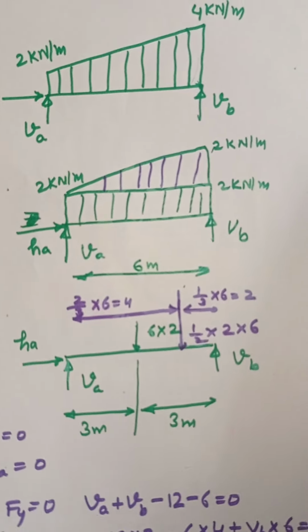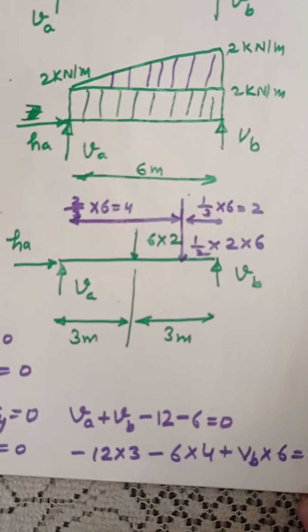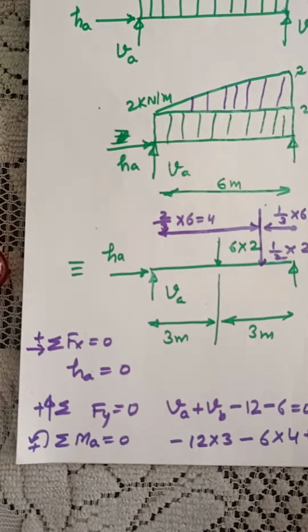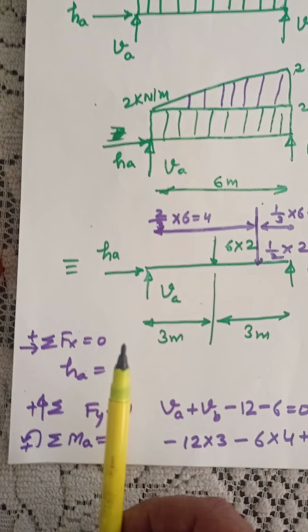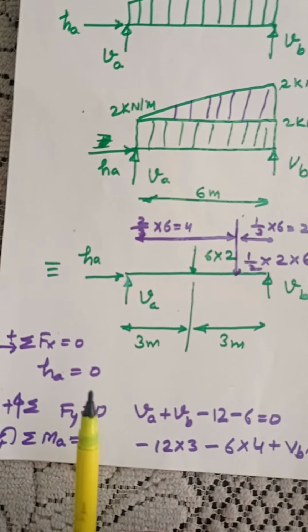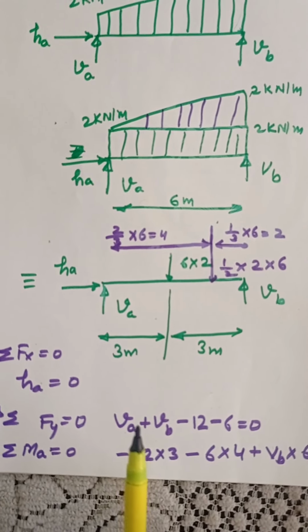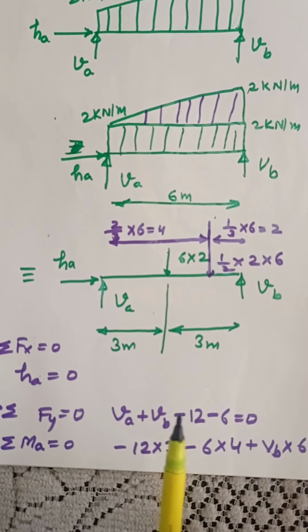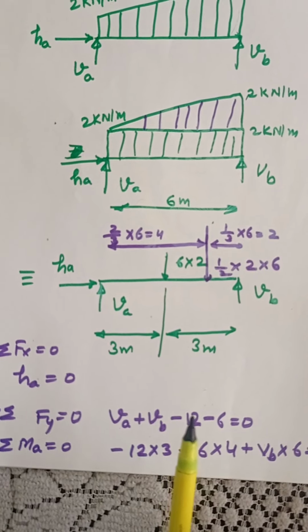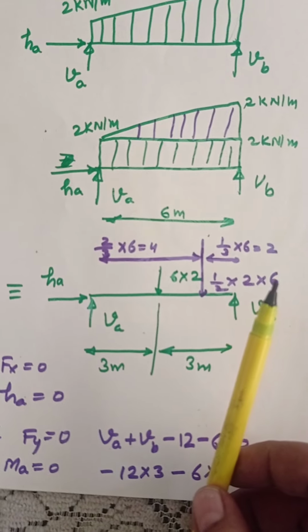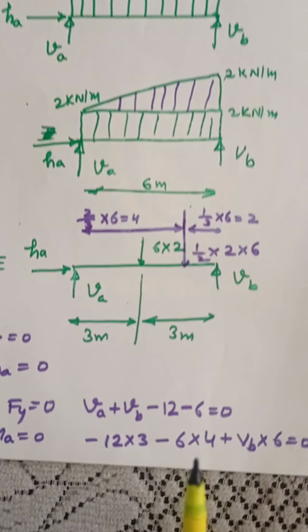So this is going to be the free body diagram. Then you can definitely implement the equations very simply. You can write summation Fx equal to 0. Only one horizontal force is here, so HA is 0. Summation Fy is 0: VA plus VB is upward, and the downward forces are 12 and 6. 12 is 6 multiplied by 2, and 1 upon 2 multiplied by 2 by 6 gives you 6.